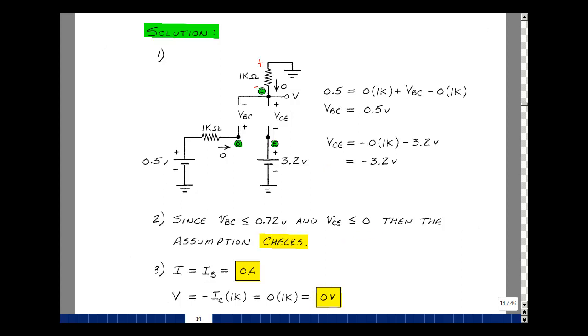We can now solve for the current and the voltage. The current I is this base current, which is 0 amps, and the voltage V is this node voltage, which is going to be equal to minus 1K times 0, and that's equal to 0 volts. And this is supplemental problem 310.